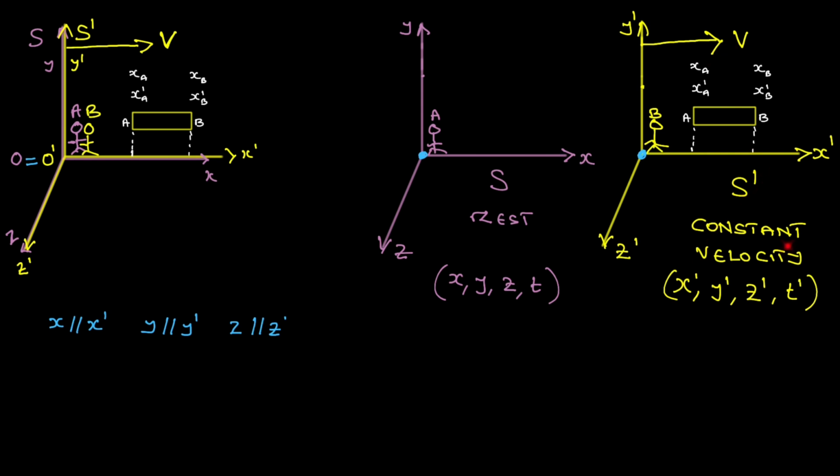The S prime is moving with a constant velocity, so it will have the space coordinates x prime, y prime, z prime, and a time coordinate t prime. The rod has a length AB, which is to be measured. We're going to measure the length of AB from the stationary frame of reference with observer A, and measure the length of AB with observer B in the same frame of reference.